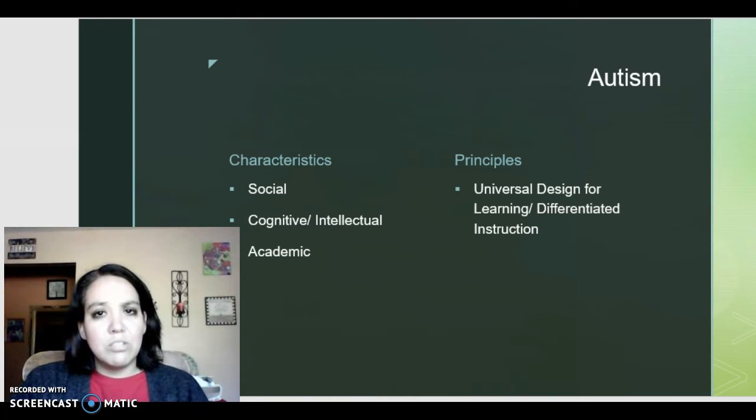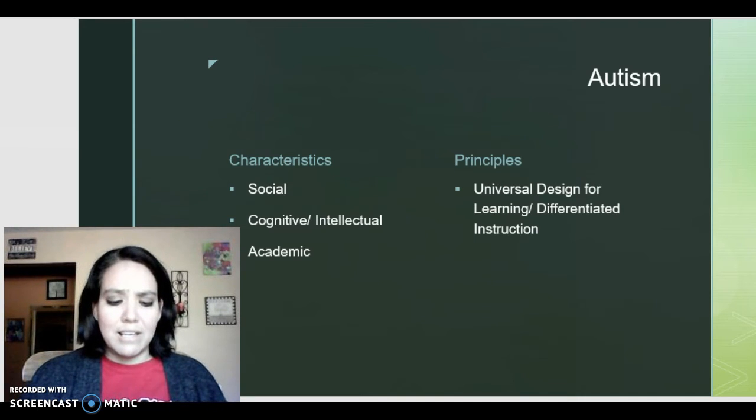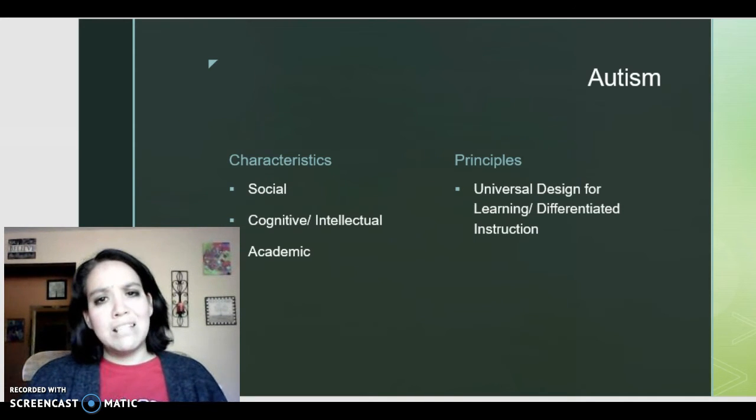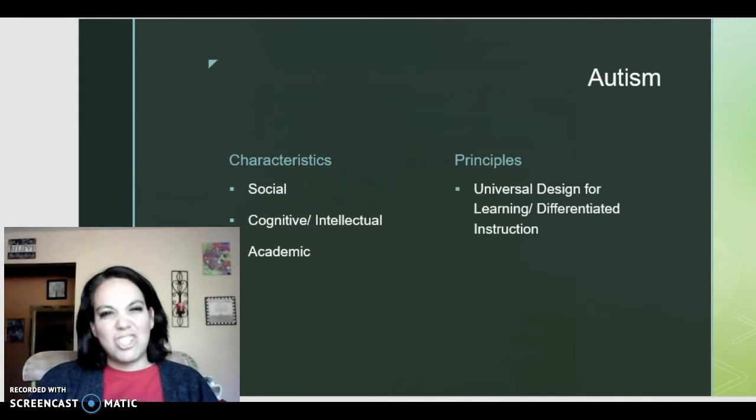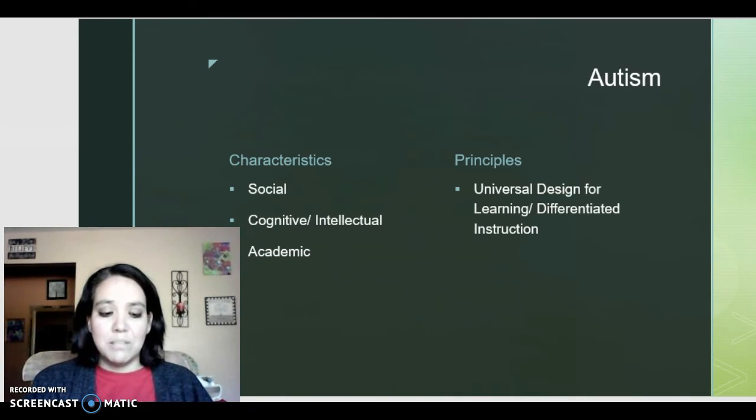Academic. Many students with autism are visual learners. It takes them a little longer to process things, especially things that they have seen. So it's important to give them that extra time. Students with ASD also tend to be tactile learners. They prefer a hands-on style of learning.